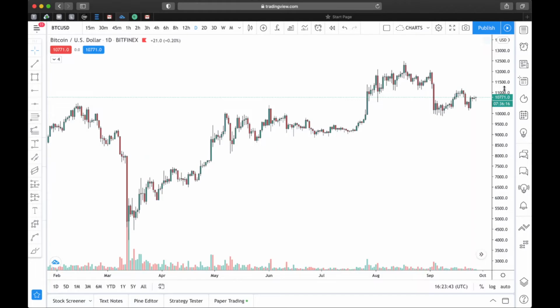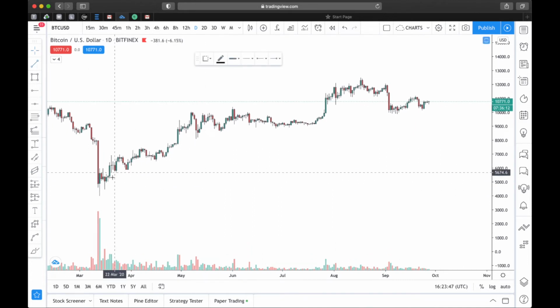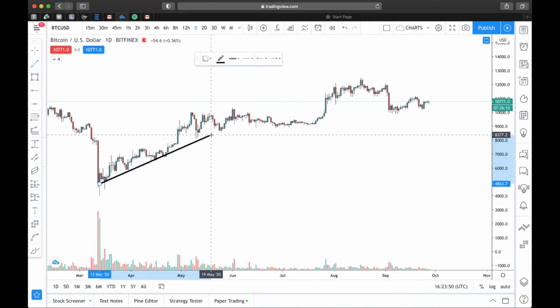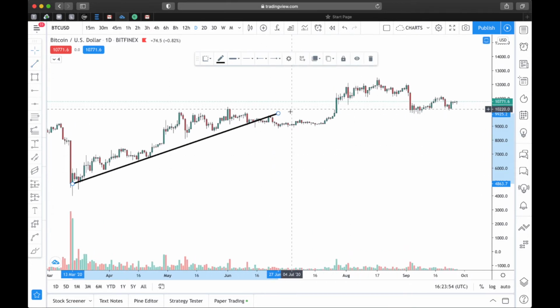So let's use Bitcoin as another example. So this is a trend line that I can draw from here. This is a trend line. Can you see that?